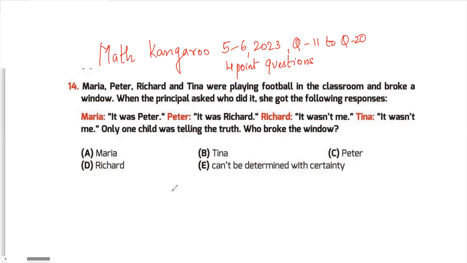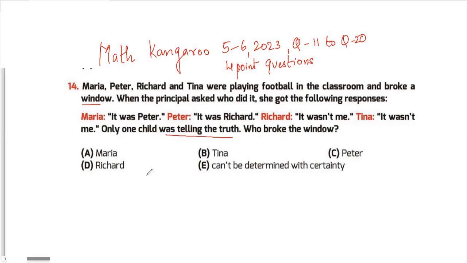Let's read question number 14. Maria, Peter, Richard, and Tina were playing football in the classroom and broke a window. So they broke a window. When the principal asked who did it, she got the following responses. Maria said that it was Peter. Peter said that it was Richard. Richard said that it wasn't me, and Tina said it wasn't me. Only one child was telling the truth. So who broke the window?